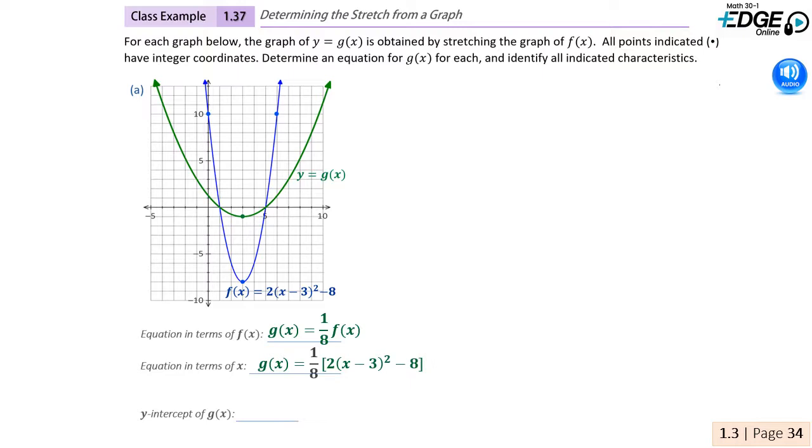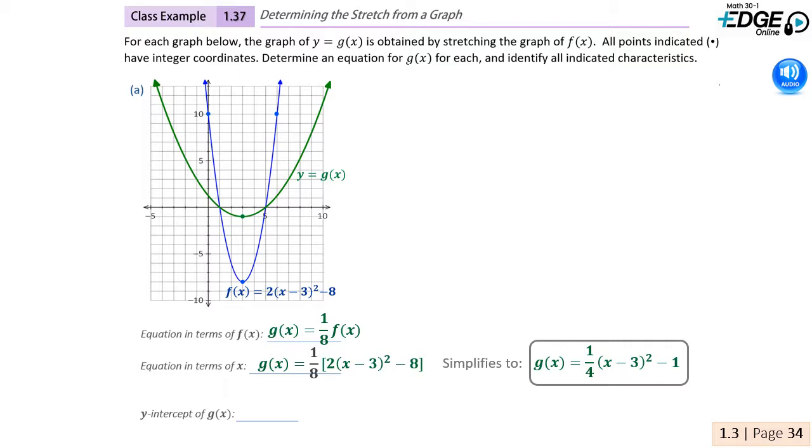There's the 2 times (x minus 3) squared term, and then there's the negative 8. So many students will multiply the 1/8 by the 2 to get 1/4. But it is critically important that you also distribute the 1/8 to the negative 8 to get the negative 1.